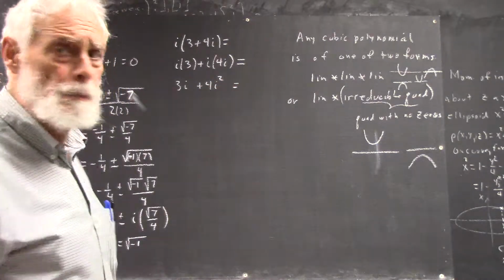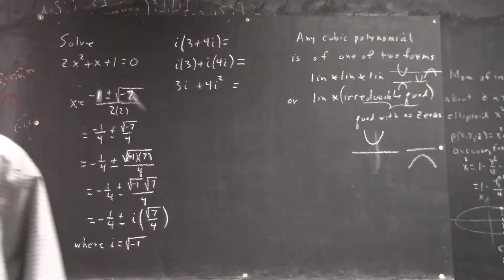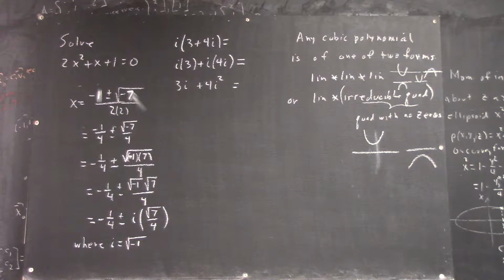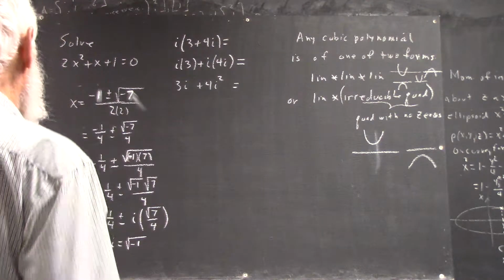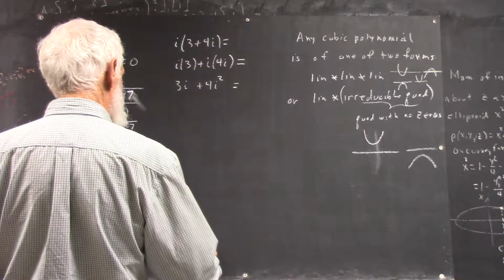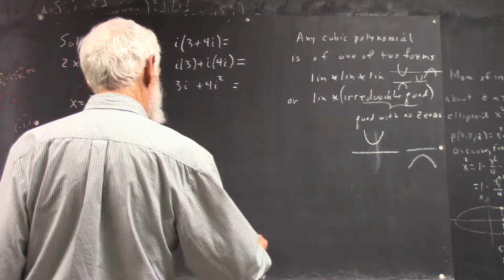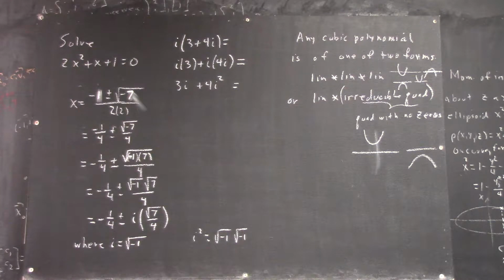Well, what's i squared? Let's think about i squared. It's the square root of -1 times the square root of -1, right? Well, if you multiply the square root of a number by the square root of that same number, what do you get? You get the number.